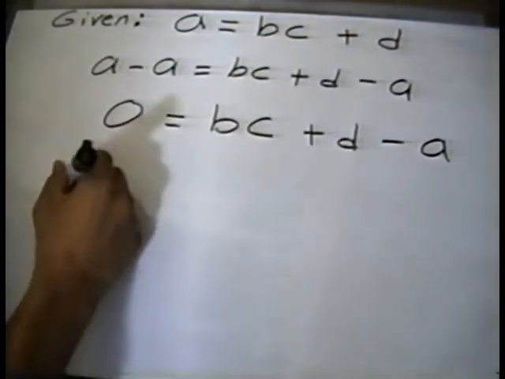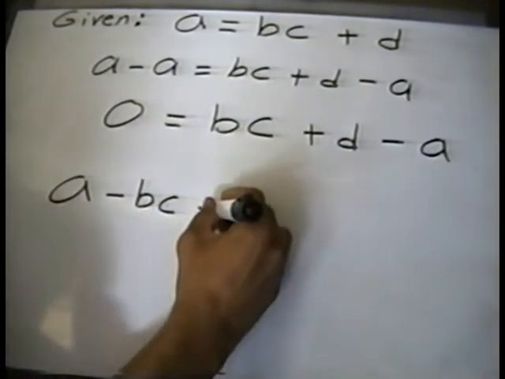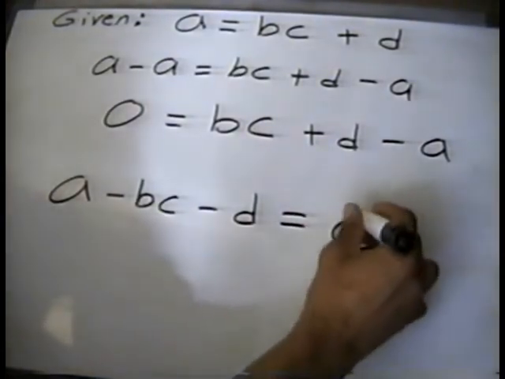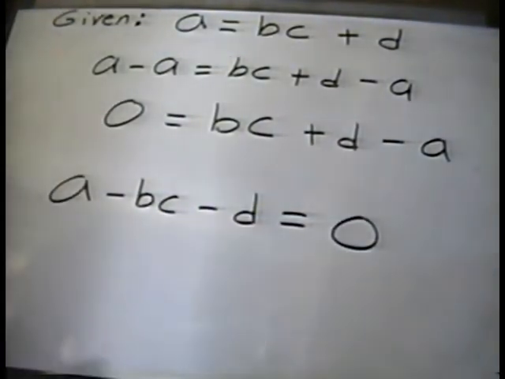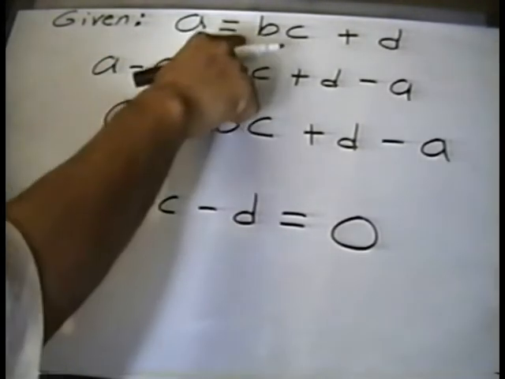And then if you work from the other direction, if you bring everything on the right side of the equation to the left, you're going to subtract both of those. That's going to get A minus BC minus D equals 0. Now that's setting the equations equal to 0.